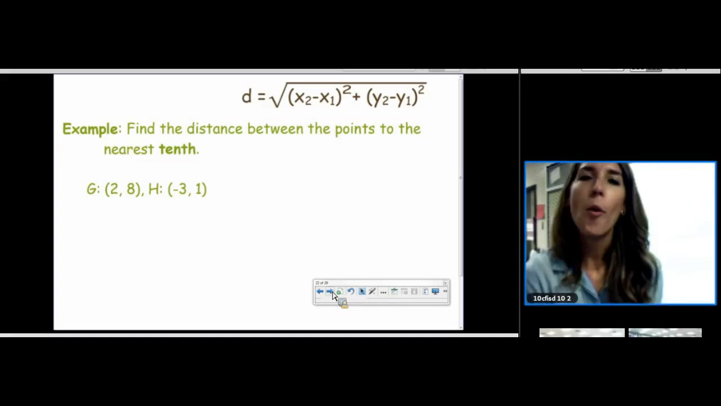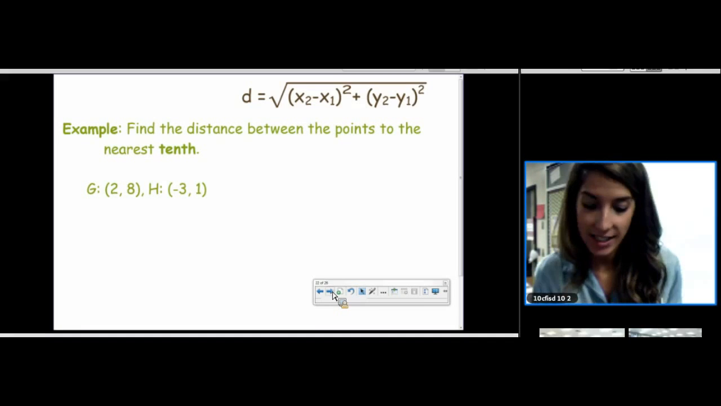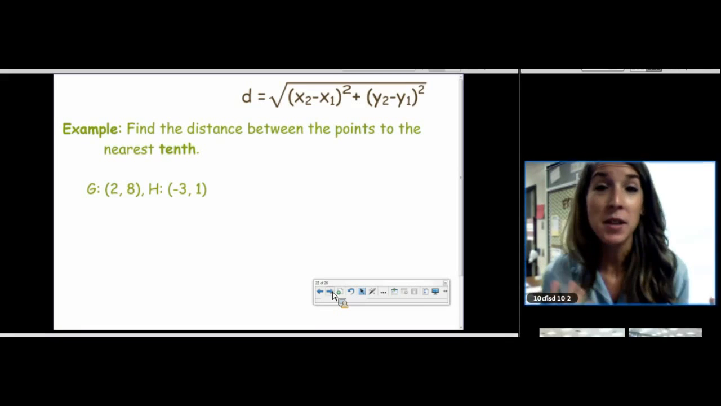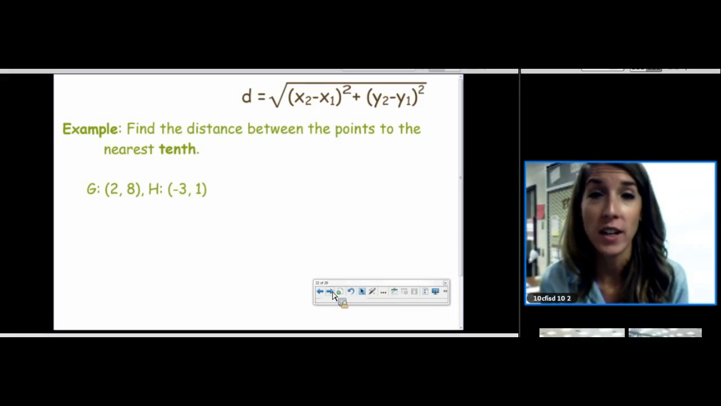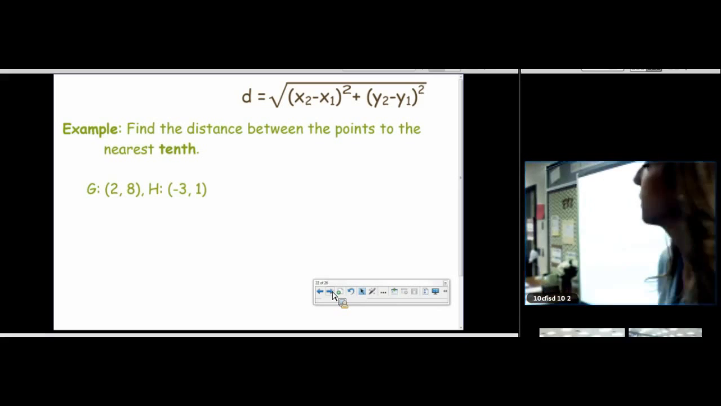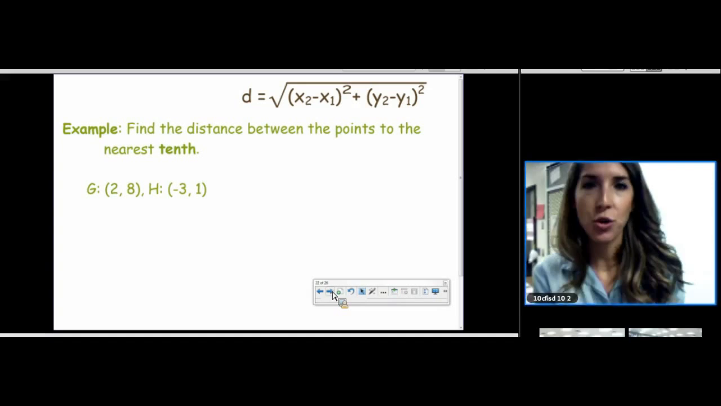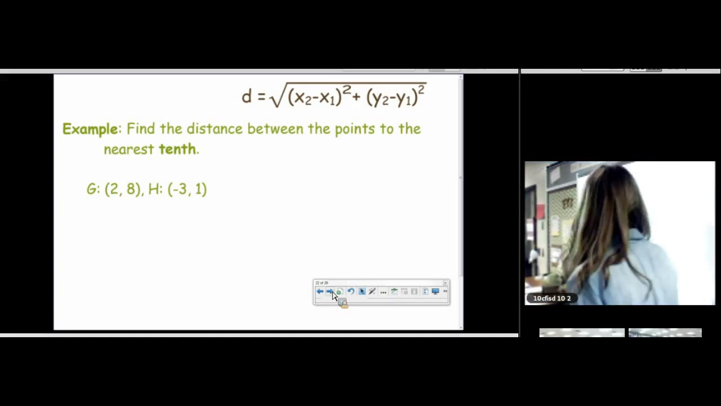Sometimes you won't be given points or segments on the coordinate plane. Sometimes you'll just be given 2 coordinates and you'll need to be able to do the distance formula. Now this doesn't happen very often, but it does sometimes. So let me teach you a quick trick to do the distance formula.